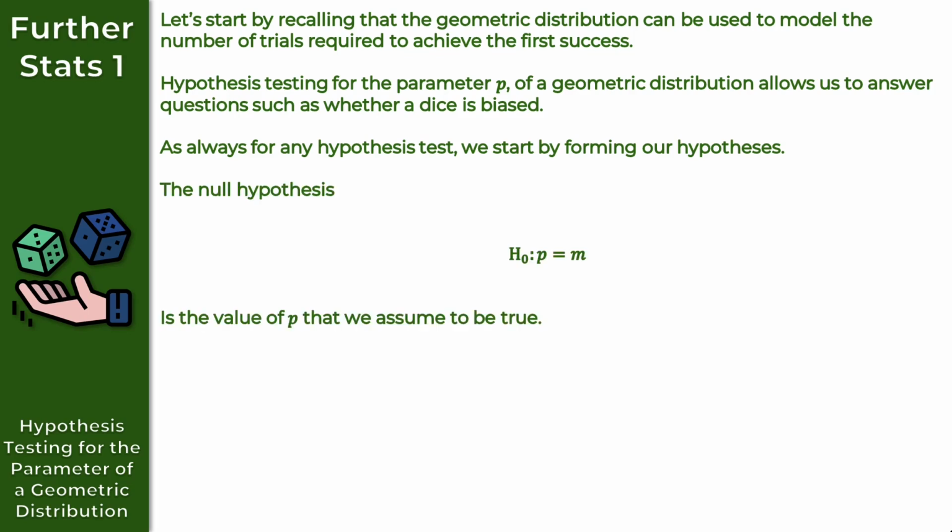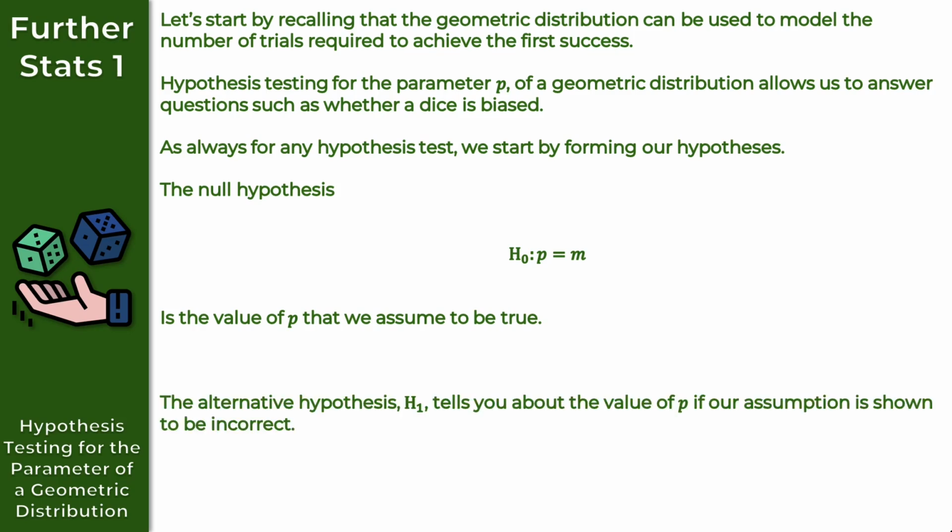So we have the null hypothesis to begin with. This is H0, and we have the parameter p. We say that the parameter p is equal to some value m, and this is the value of p that we assume to be true. Okay, so that's the null hypothesis, H0. And we also have the alternative hypothesis H1, and this tells you about the value of p if our assumption is shown to be incorrect. So that's the basic idea behind the null hypothesis and the alternative hypothesis.